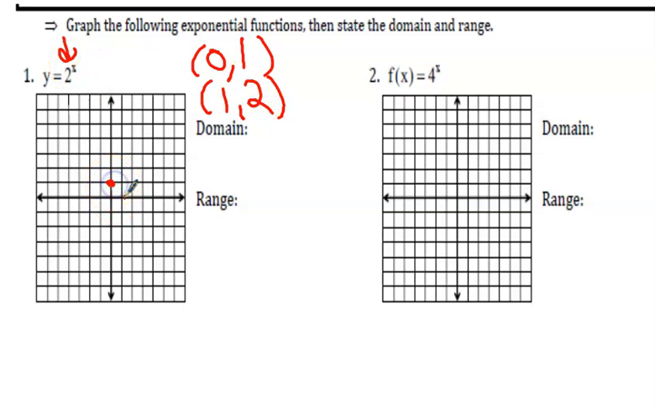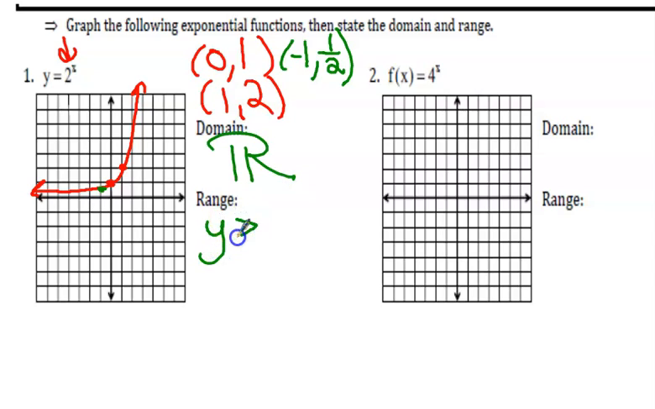So 0, 1, and then 1, 2. I know it's going up like this. And then again, it's tapering off on the left-hand side, because when I plug in negative 1, I'm going to get 1/2, because I'm going to drop down that base. So again, it's just going to get smaller and smaller. My domain is all real numbers. My range is y is greater than 0. Okay, so that's for this one. Again, I want to include my horizontal asymptote. It does not cross 0. It just gets smaller and smaller.